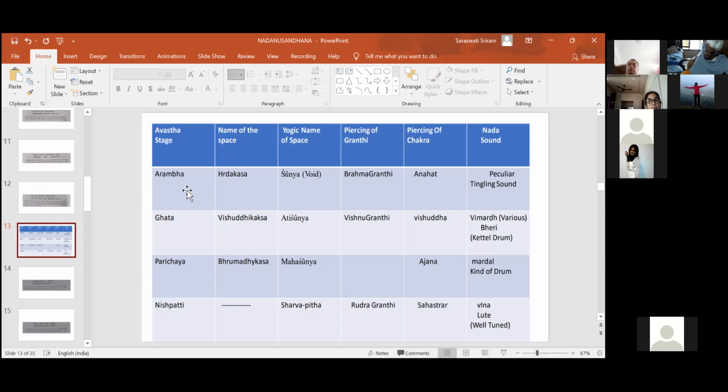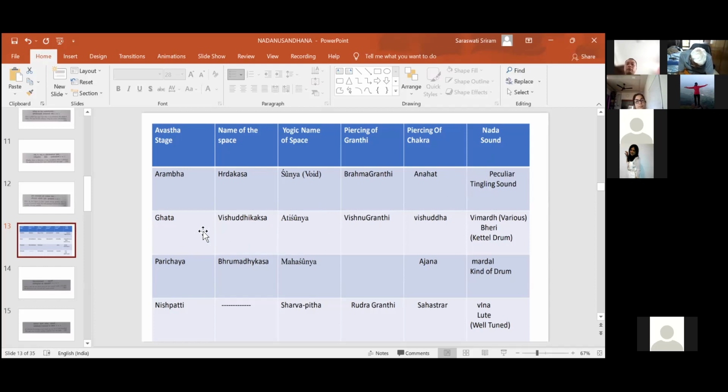And in this first avastha, I told you that the Nada, the serpent, that Shakti, gets awakened. Then it pierces through the granthis. Remember it was given in the shloka. The first granthi is Brahma Granthi, which is situated in this space, and it is parallel to the Anahata Chakra. The name of the chakra which is piercing is Anahata Chakra. And what kind of sound is heard? A tingling, bell-like sound will be heard.